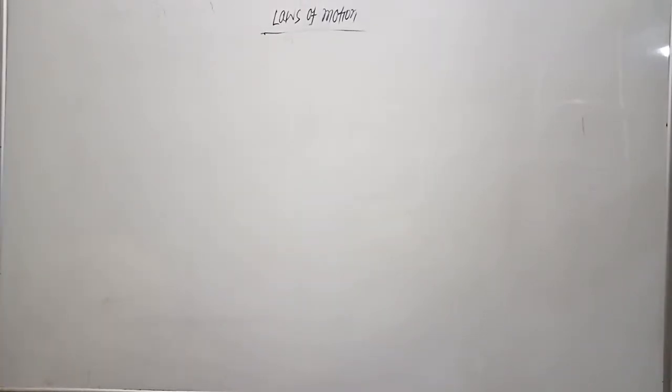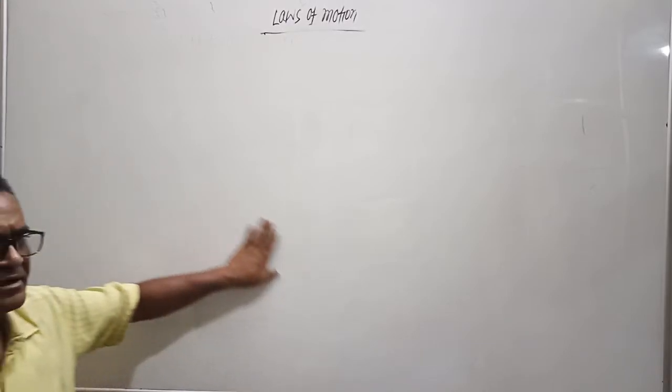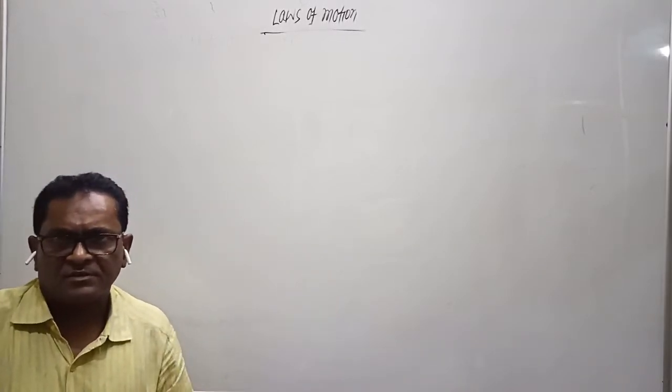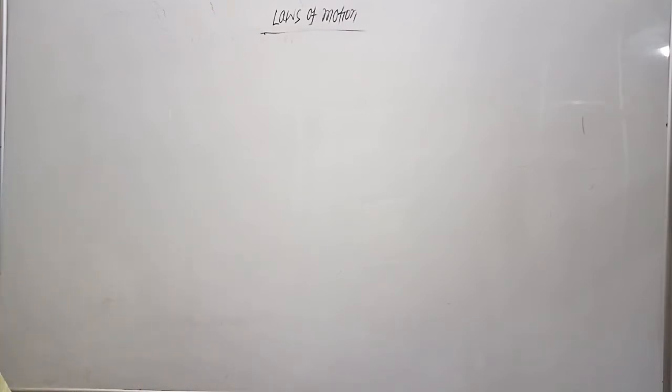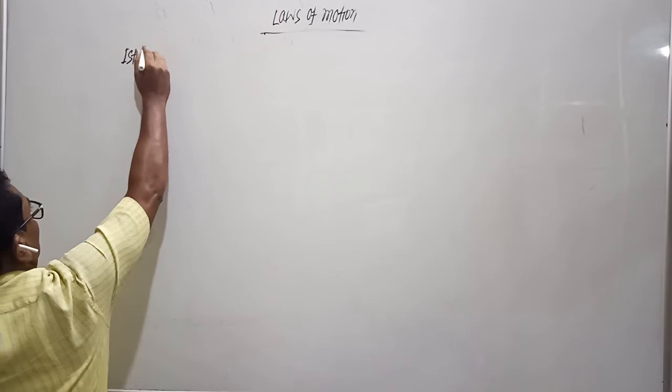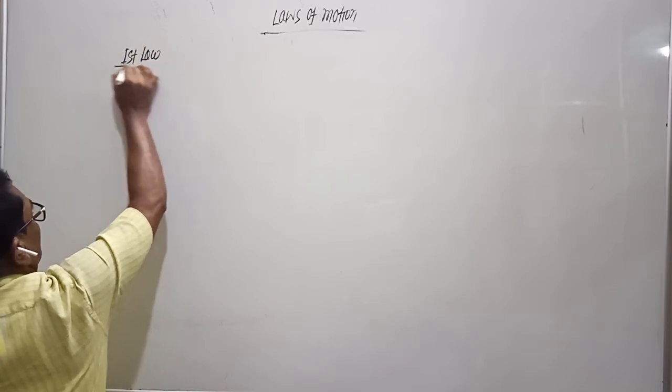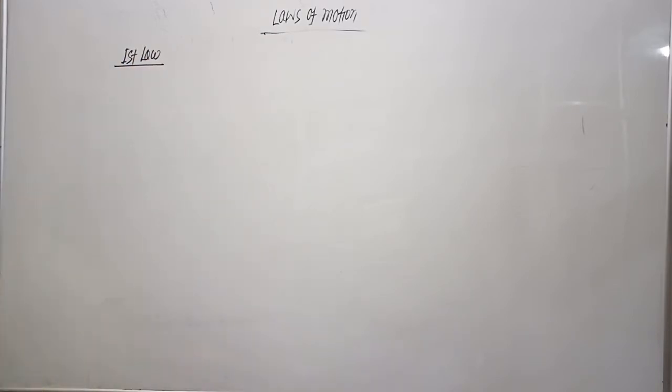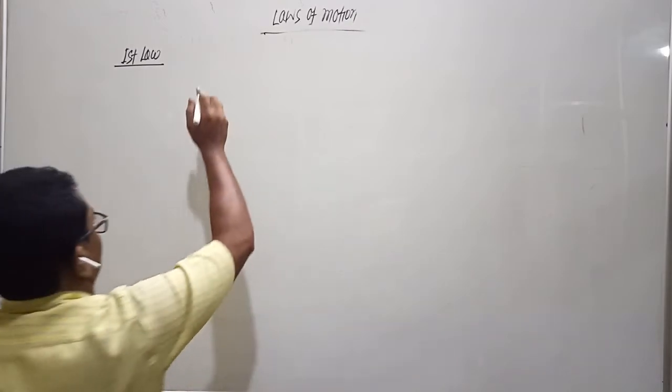So, discussion of the first law of motion. The first law of motion consists of three parts. The first part is, if a body is at rest, then it will remain at rest.